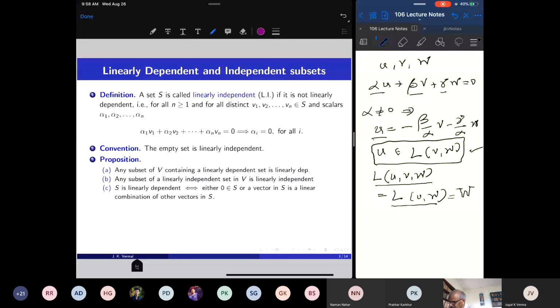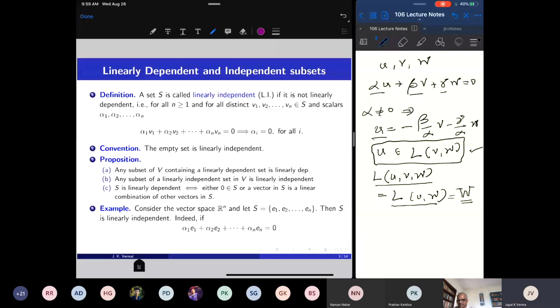We started with 3 vectors, but if these 3 vectors are linearly dependent, then I can realize this linear span of 3 vectors as the linear span of 2 vectors. So we have found a better, smaller subset whose linear span is the same vector space. So a set is linearly dependent if and only if either 0 belongs to S or a vector in S is a linear combination of other vectors. You can prove the converse also very easily.